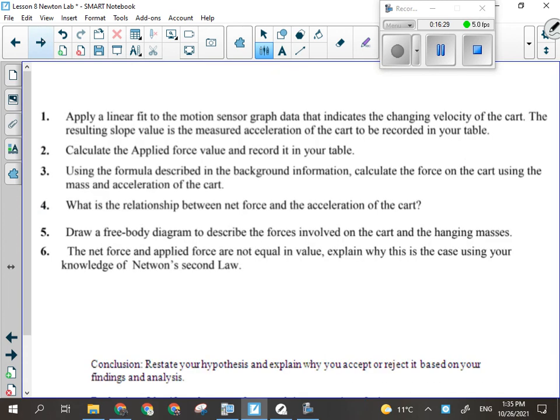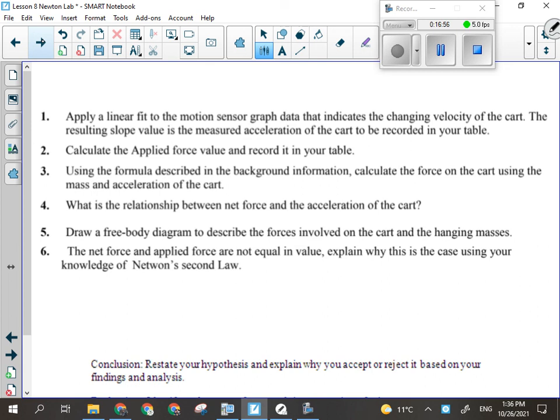Okay, using the formula described in the background information, calculate the force. So that's actually what we did here. That's the net force, so that was what I just showed you. And then what is the relationship between net force and acceleration? Well, what is it going to be? As the net force goes up, what happens to the acceleration? You're just putting that in words for me, a couple sentences to describe what's happening there.